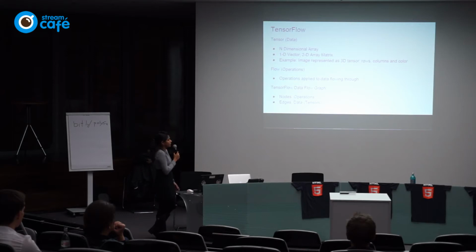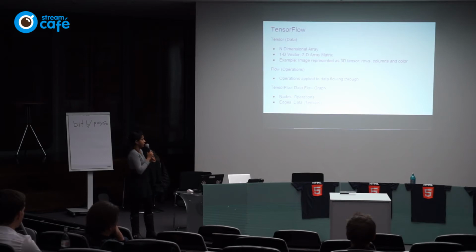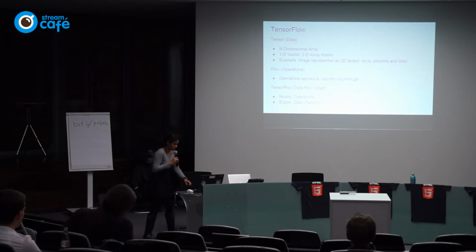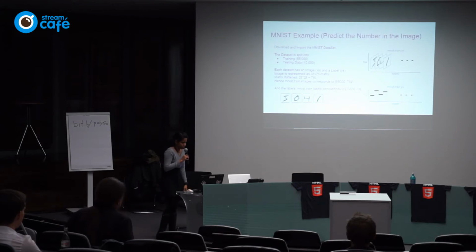And so the data is the tensor, and the flow is ideally the operations which are going to be acted upon this data. So basically, in this TensorFlow data flow graph, the nodes would be the operations, and the edges are the data on which these operations are going to be acted upon.